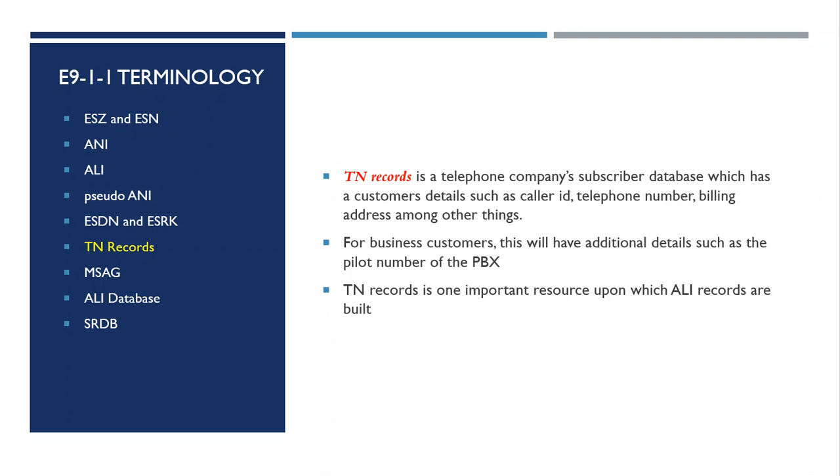There is another database which is not used in 911 per se, but the TN records is a telephone company subscriber database which has the customer details such as caller ID, telephone number, and billing address. There are so many other things on the features the customer has. This is a provisioning database. For business customers, this will have additional details such as the pilot number of the PBX.